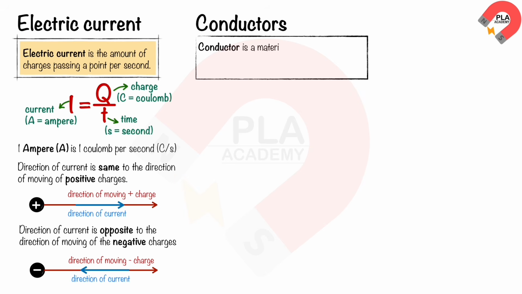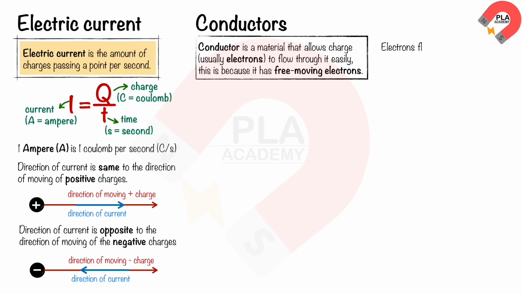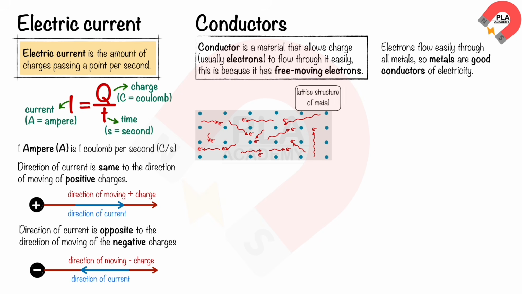Conductors. A conductor is a material that allows charge, usually electrons, to flow through it easily. This is because it has free-moving electrons. Electrons flow easily through all metals. We therefore describe metals as being good conductors of electricity. In metals, some electrons are free to move between the atoms. Under normal circumstances, this movement is random. That is, the number of electrons flowing in any one direction is roughly equal to the number flowing in the opposite direction. There is therefore no overall flow of charge, and no electric current.